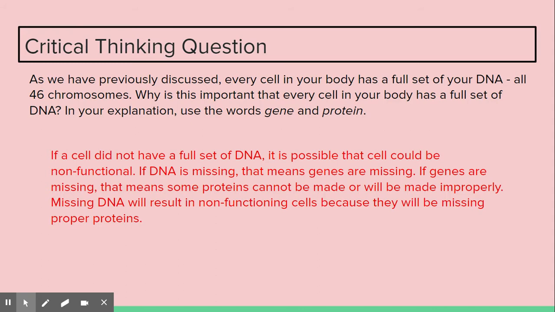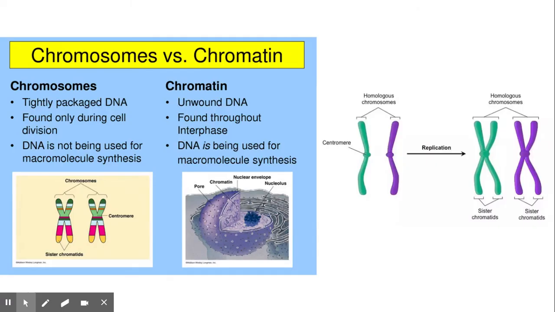We discussed before that every cell in our body has a full set of DNA, meaning it has 46 chromosomes arranged into 23 pairs. Why is it important that every cell has this full set of information? No more and no less. Because if we do not have the right amount of DNA, genes are missing, and that means proteins can't be coded for, and our cells may be non-functioning.